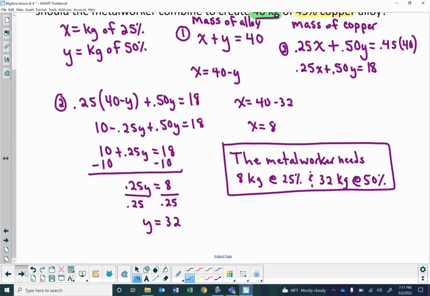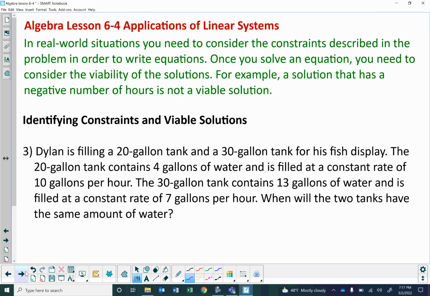Okay. Now, in real-world situations, you need to consider the constraints described in the problem in order to write equations. Constraints means restrictions. Kind of like when you ask your parents if you can go to the movies on Saturday, they might say, you can only go to the movies if you have your homework done and you've cleaned your room. Those are the restrictions that they put on you. Those are the constraints.